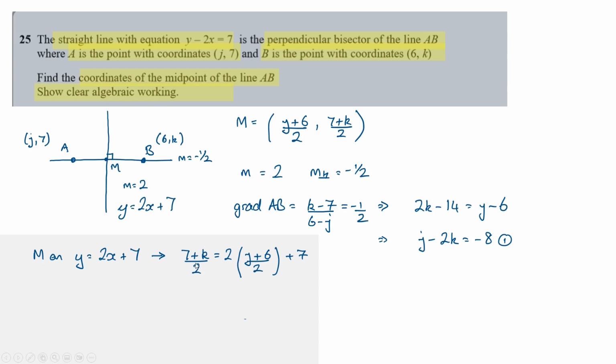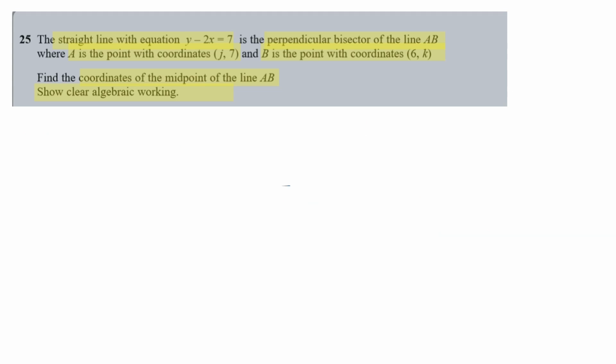So therefore y, 7 plus k over 2, must equal 2 times the x value plus 7. Multiply everything by 2, move everything across and collect terms accordingly, and I get my second equation, which is 2j minus k equals minus 19. Crucially, I have two equations and two unknowns, so this has now just become a simultaneous equation question. So let's clear the page up. Let's just get these equations together. So I've got these two equations here as discussed.